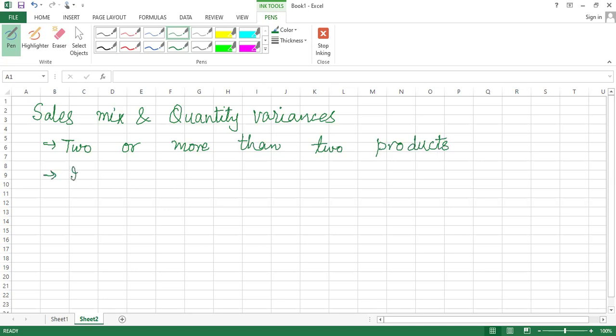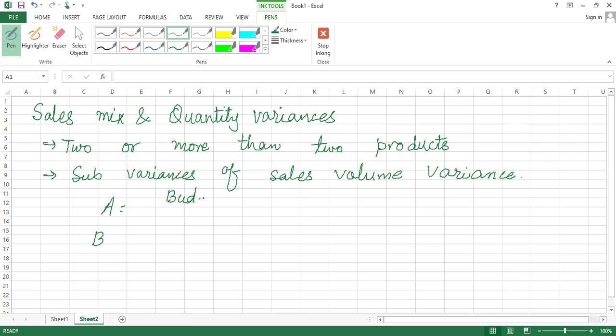Next one is these are subvariances of sales volume variance. Okay. Again, I will write down a data, then we will follow the formulas. Suppose we are selling two products, A and B.